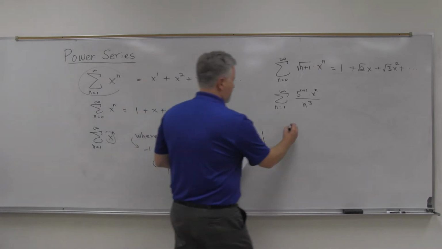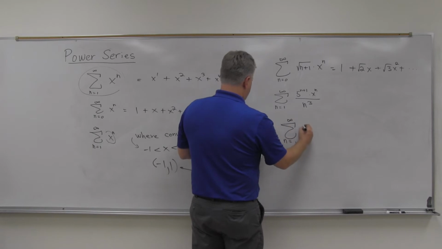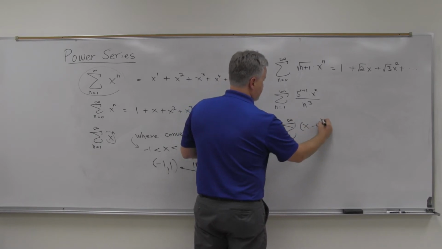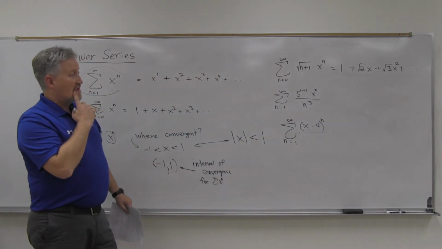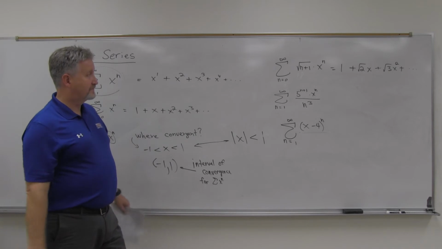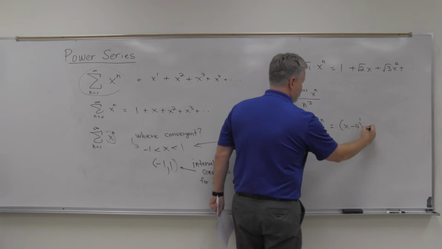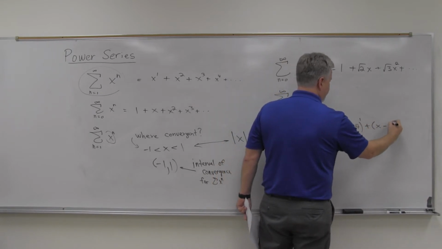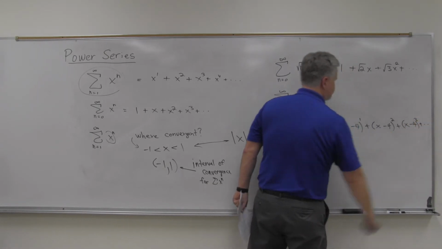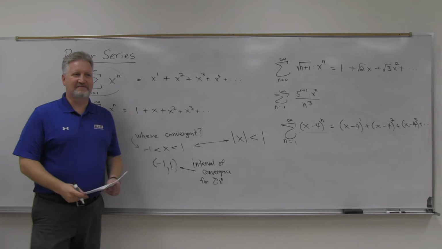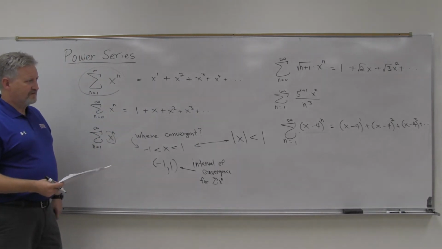Here's something else we can do with the power series. n equals 1 to infinity also, x minus 4 to the nth. So that has some complication there, but it's still an infinite polynomial, just with powers of x minus 4. So as you can imagine, that'll complicate things.